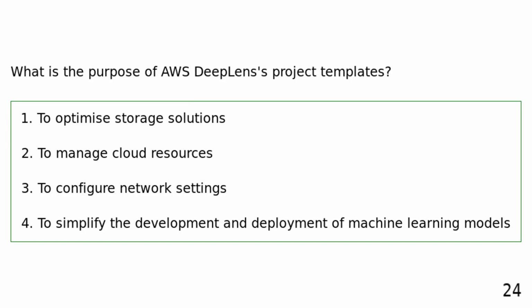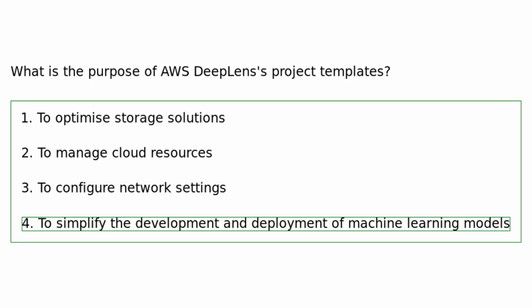What is the purpose of AWS DeepLens's project templates? To optimize storage solutions. To manage cloud resources. To configure network settings. To simplify the development and deployment of machine learning models. AWS DeepLens's project templates simplify the development and deployment of machine learning models by providing pre-configured setups.